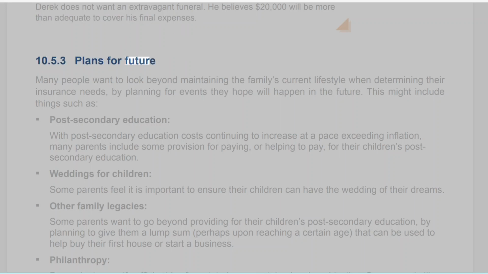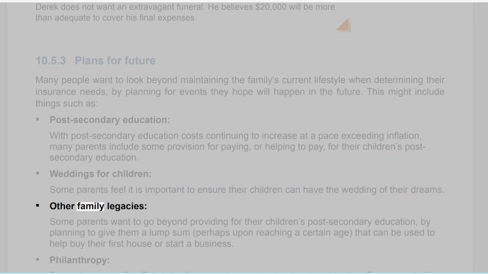10.5.3 Plans for future. Many people want to look beyond maintaining the family's current lifestyle when determining their insurance needs, by planning for events they hope will happen in the future. This might include things such as post-secondary education. With post-secondary education costs continuing to increase at a pace exceeding inflation, many parents include some provision for paying, or helping to pay, for their children's post-secondary education. Weddings for children. Some parents feel it is important to ensure their children can have the wedding of their dreams.